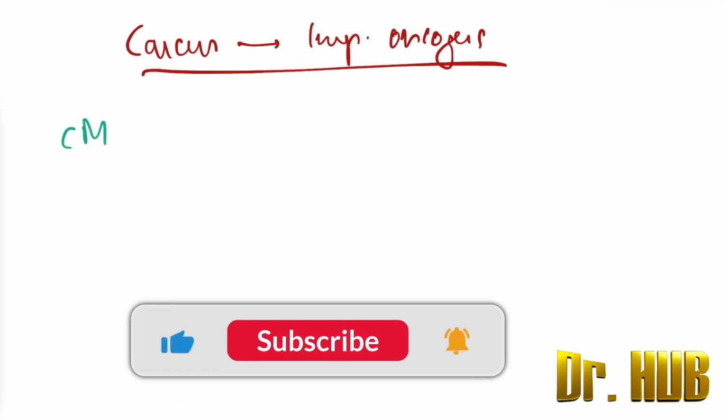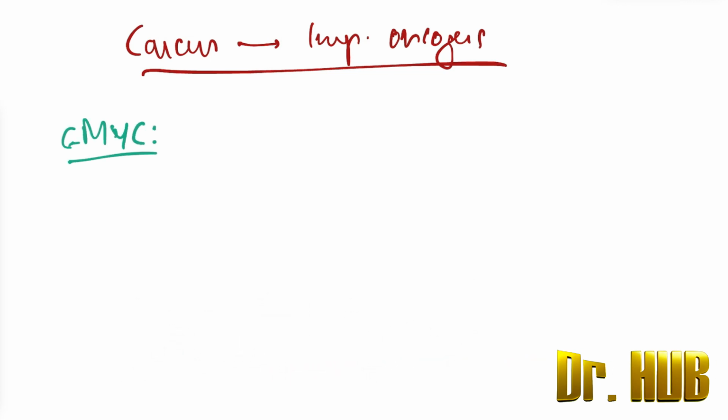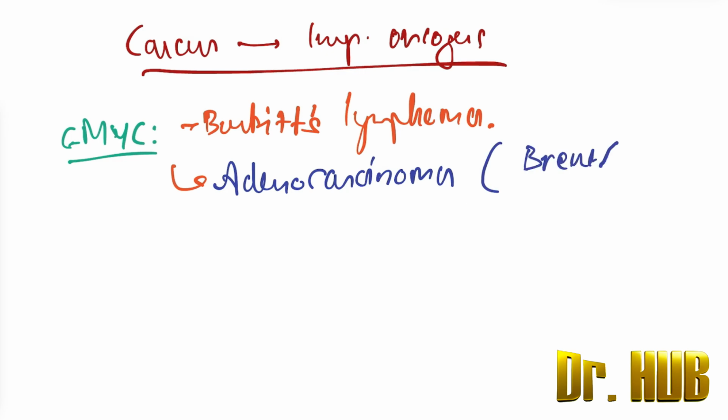First, this is CMYC. CMYC is associated with Burkitt's lymphoma and also the adenocarcinomas, and this will be of the breast, then the lung as well as the colon.